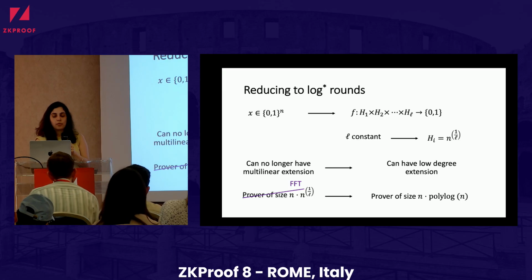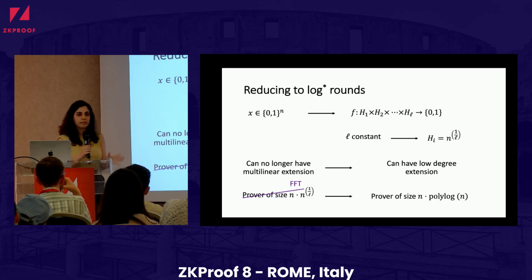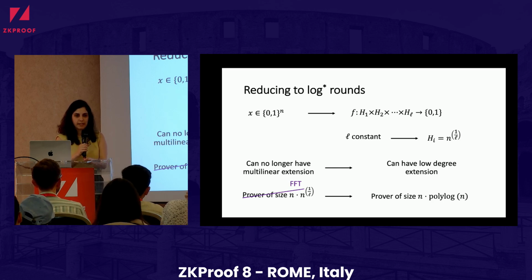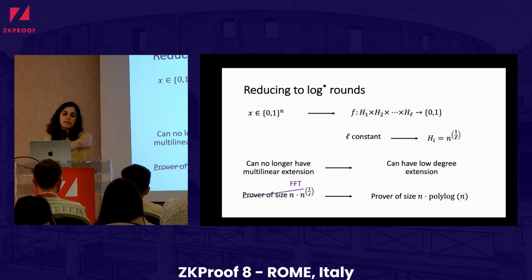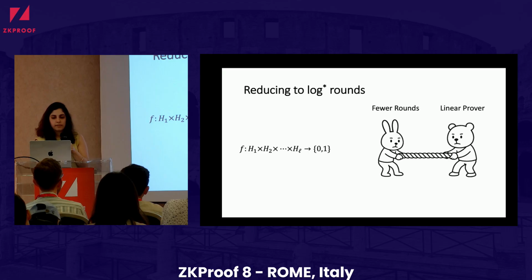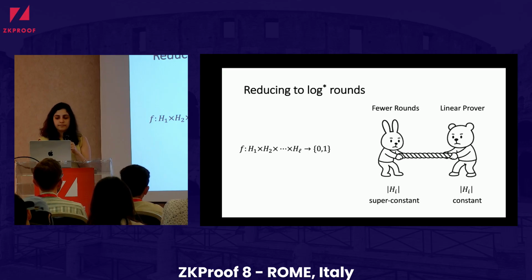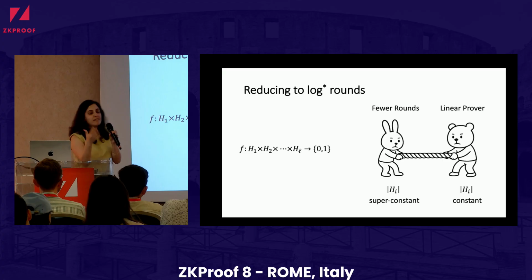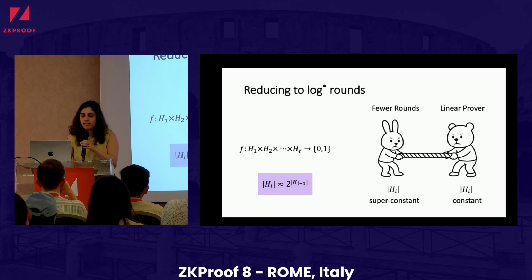And so once again, we have this problem. If the H_i are constant size, then we can get the prover to behave nicely. But if the H_i are not a constant size, then we can get a constant number of rounds. So we have this trade-off between rounds and a linear prover. But you've seen this before. So what do we do? Yeah, we start with a small H_i and then we grow them.